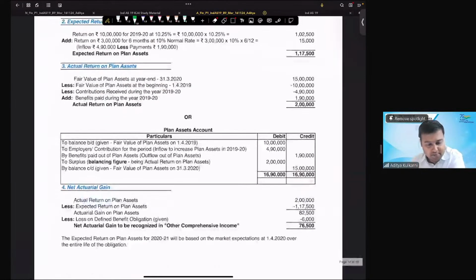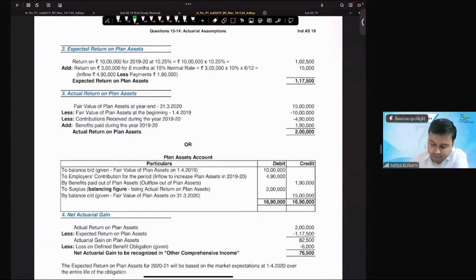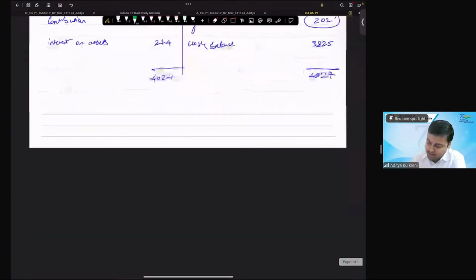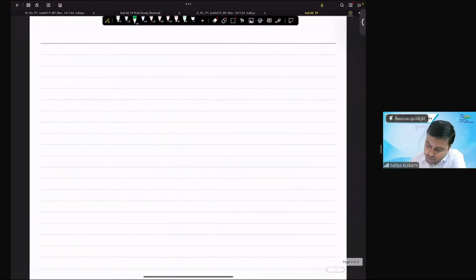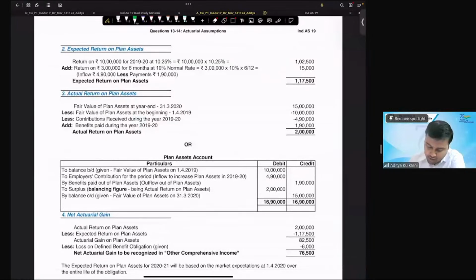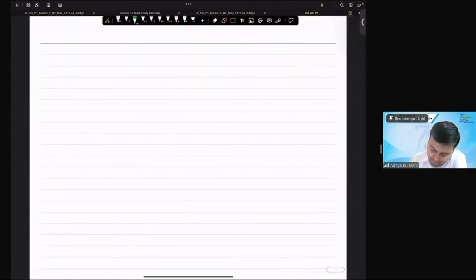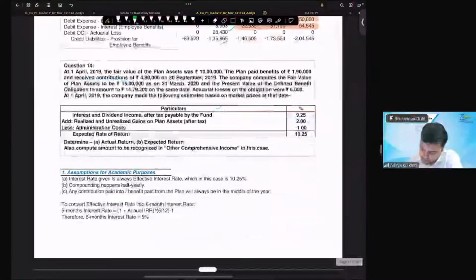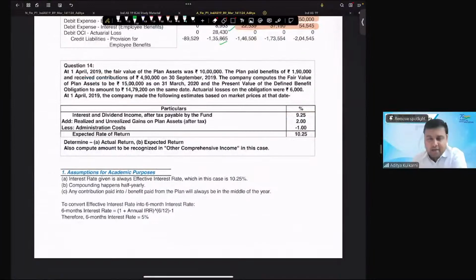Where to start? There are a couple of assumptions that the institute makes. This is which question? Question 14, I think. Assumptions. Yeah, it's there already. There are certain assumptions which the institute makes.